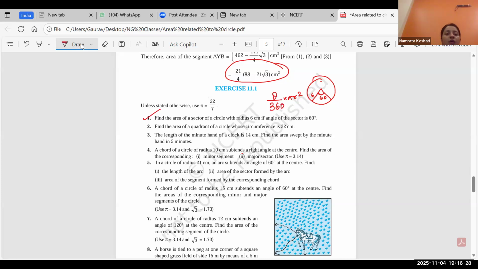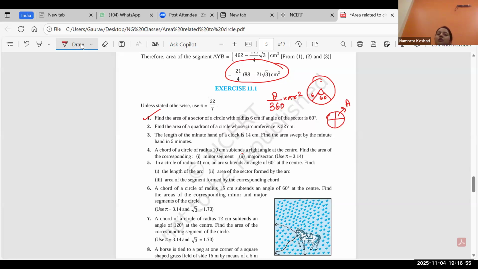Number two, find the area of the quadrant of a circle whose circumference is 22. Quadrant of a circle means you have a circle divided into 4 equal parts. The way you used to have first quadrant, second quadrant, third quadrant, fourth quadrant in coordinate geometry, here quadrant of a circle means only this area you have to find. Any one of the quadrants' area, all are equal with each other.